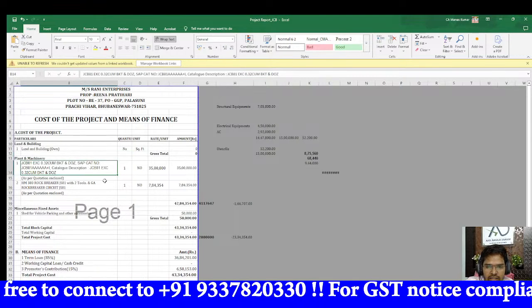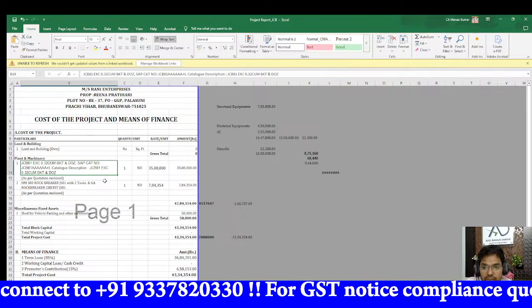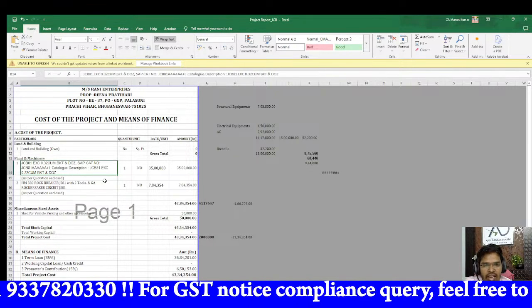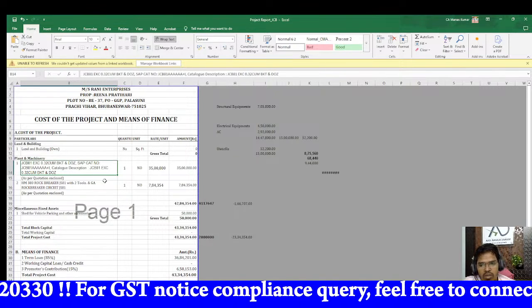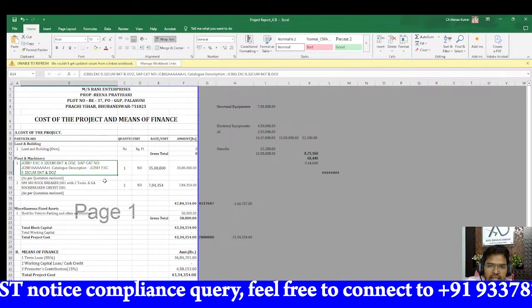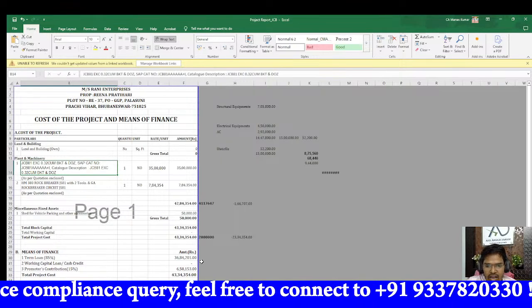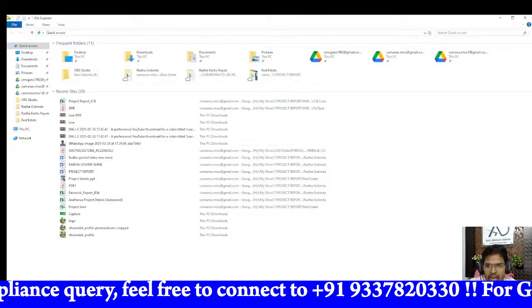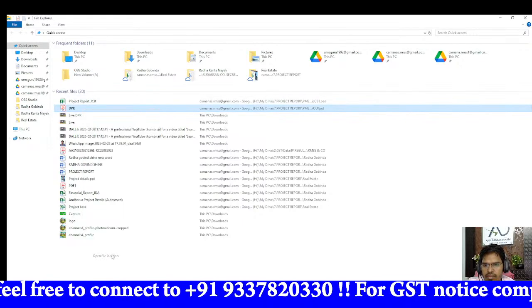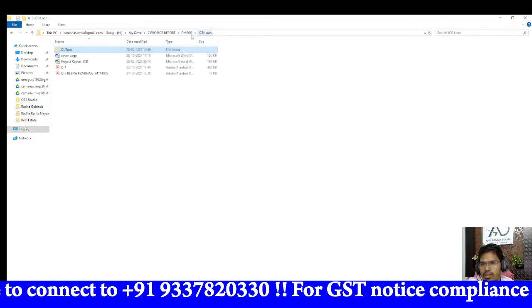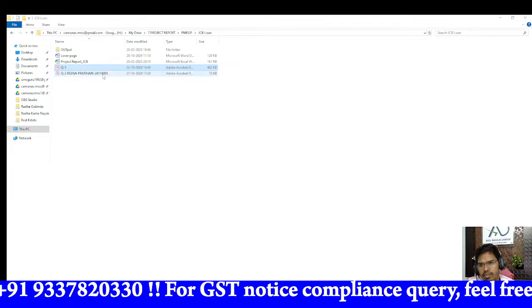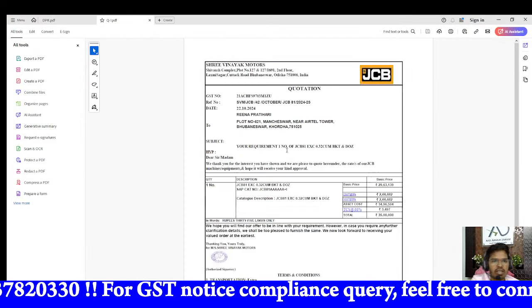What will the JCB cost? First of all, you have to ask your client to receive a quotation from the vendors, so that it will be the best idea for you to incorporate the details in your project report. I am showing the quotations that I have received from my client.